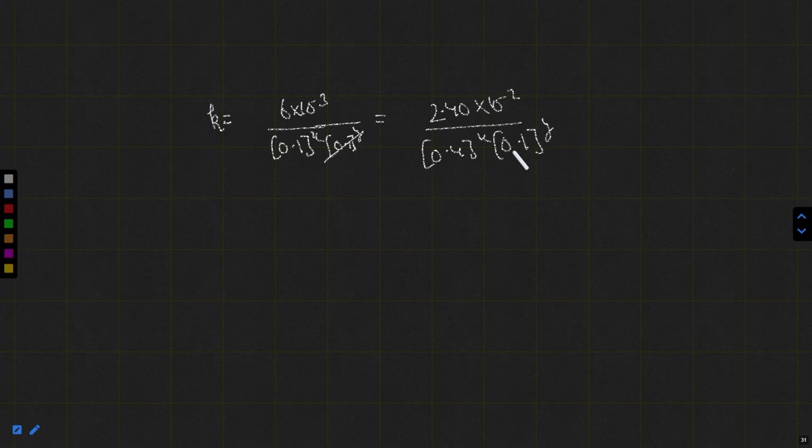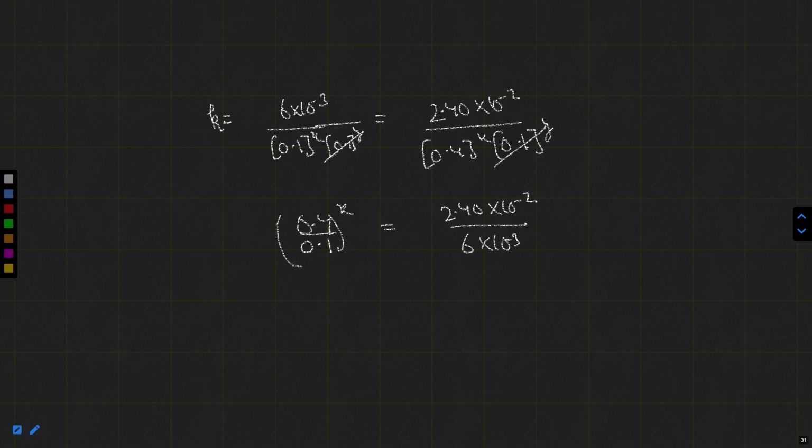Now this (0.1)^y and (0.1)^y will be cancelled out. I will bring this thing here. So it will give us (0.4 by 0.1) raised to the power x, and this will be 2.40 × 10^-2 by 6 × 10^-3.